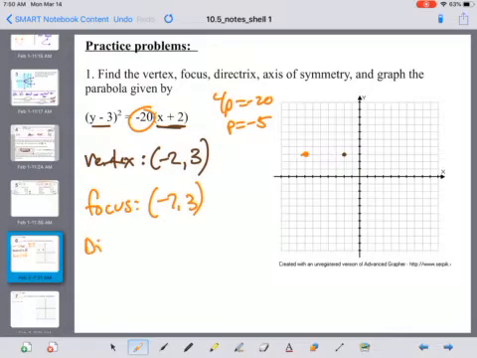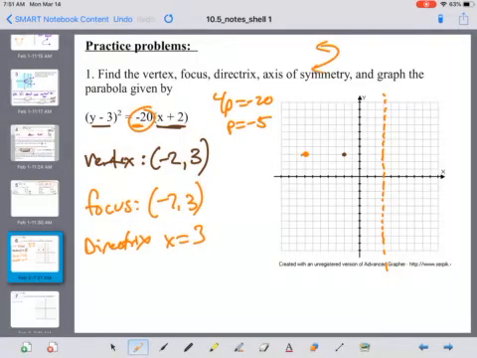And then our directrix will be in the other direction, and it will be the line x equals 3. So 5 units the other direction. 2, 3, 4, 5. And again, we should be looking at our graph opening up to the left or to the right because it's y squared, and then we have that negative, which means our graph is going to open up to the left. Our axis of symmetry is going to be y equals 3.